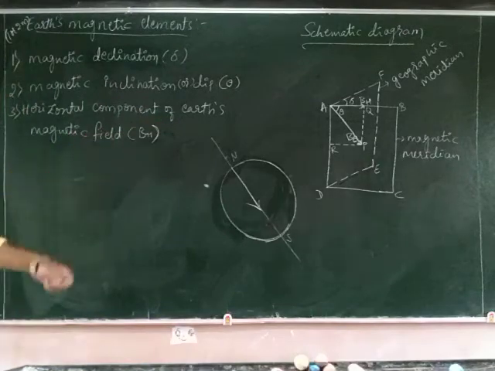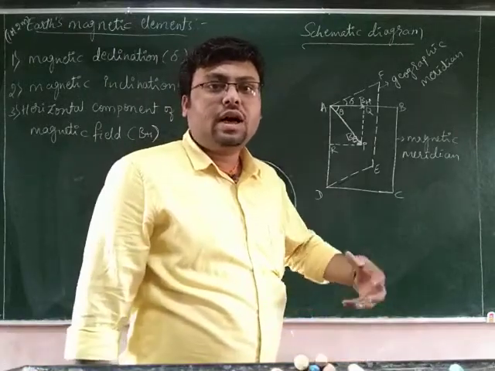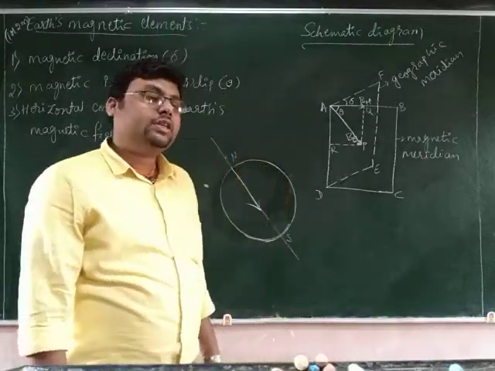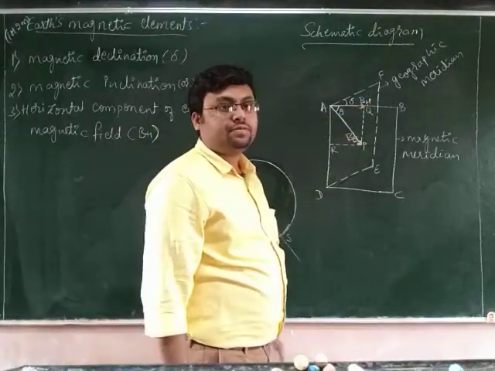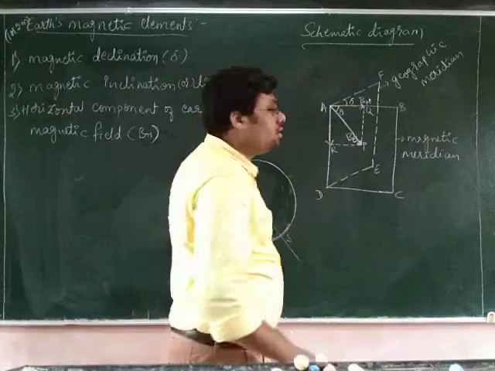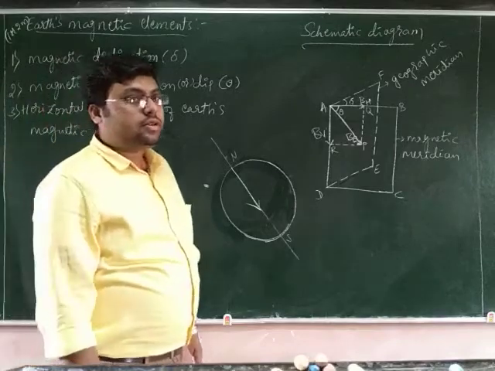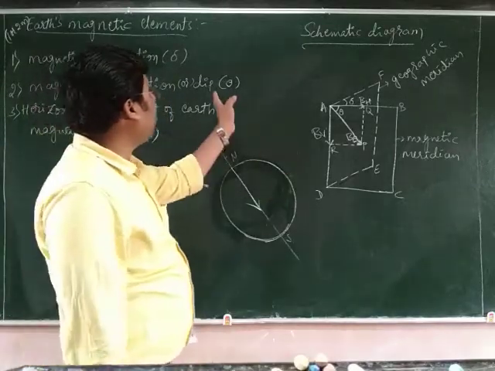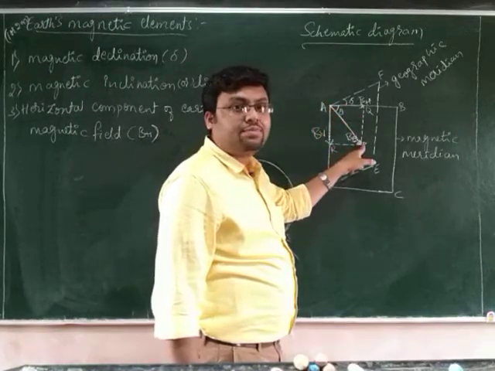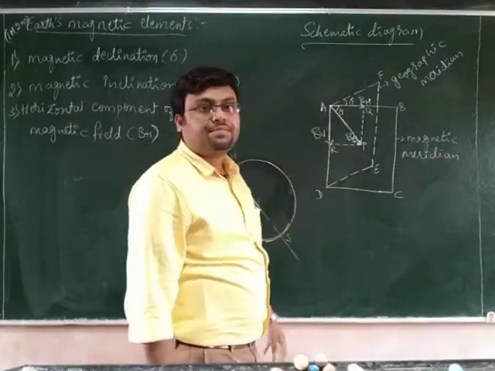The horizontal component of Earth's magnetic field is the component of Earth's total magnetic field in the horizontal direction, that is BH. And here we have the vertically downward direction, that is the vertical component of Earth's magnetic field. Second, magnetic inclination or magnetic dip means the angle between Earth's total magnetic field, that is BE, and the horizontal component of Earth's magnetic field. So that is theta. Is it clear?